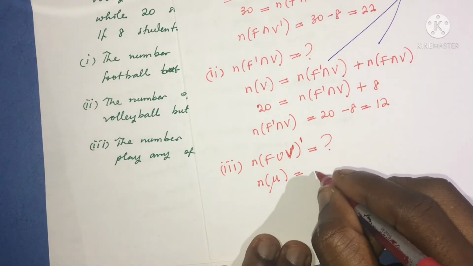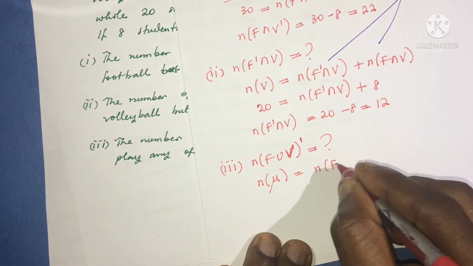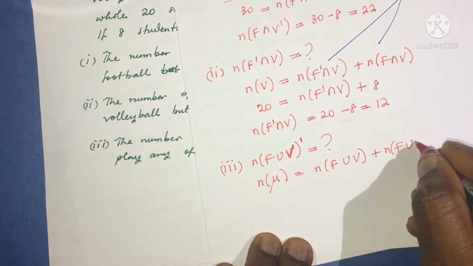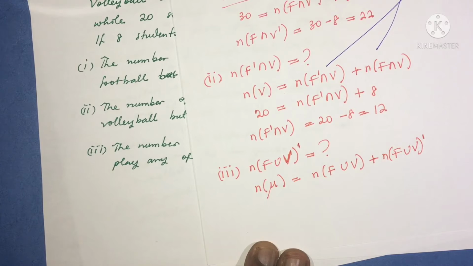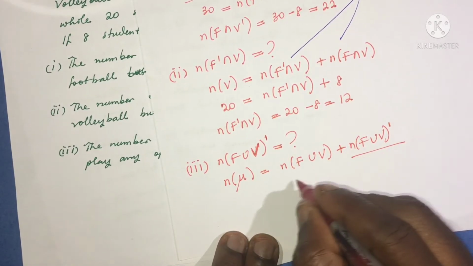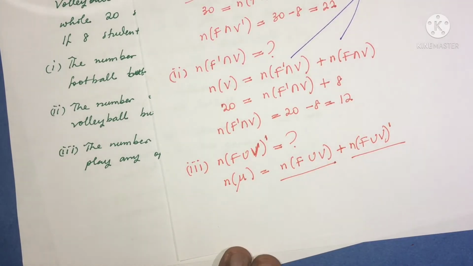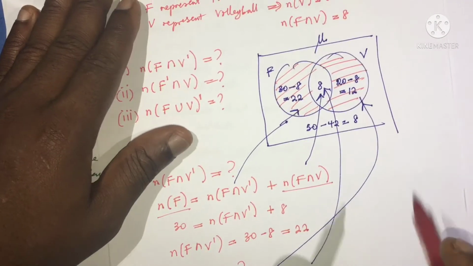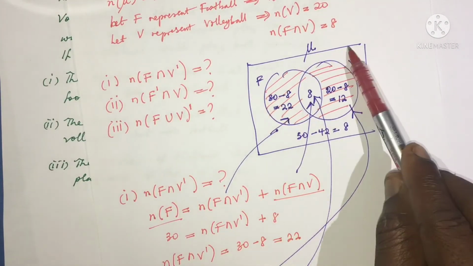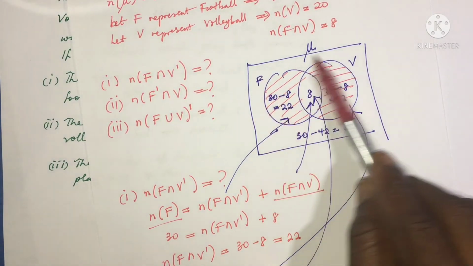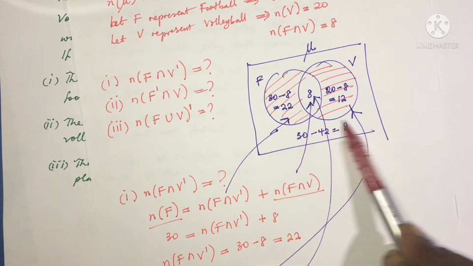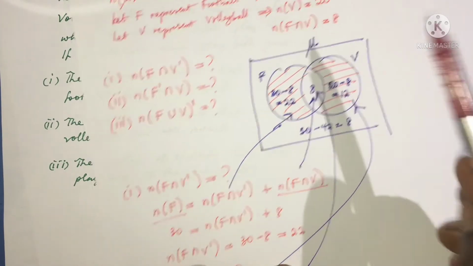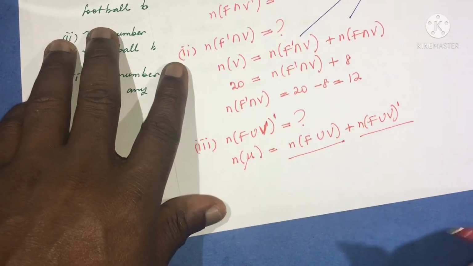So the universal set is made up of n(F union V) plus n(F union V)' all complement. So if you add the complement to this, it will give you the universal set. Now come over to the Venn diagram. If you add the portion here, this portion outside the circles, to what is contained within the circle, it will give you the universal set. That is what it means.